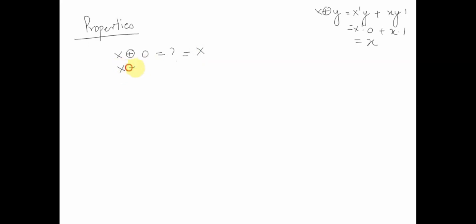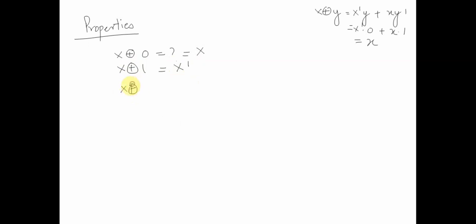Similarly, any number which is XORed with 1 would be equal to X complement, because what we saw is if the number is same, output is 0. If the numbers are different, output is 1. If X is 0, output has to be 1. If X is 1, output would be 0. So X XOR with 1 is X bar.